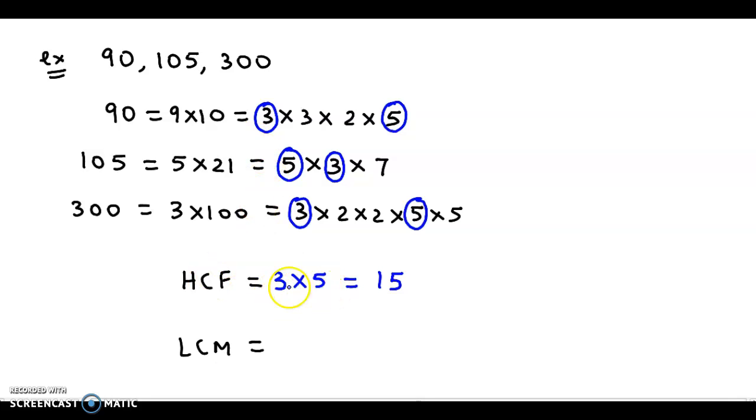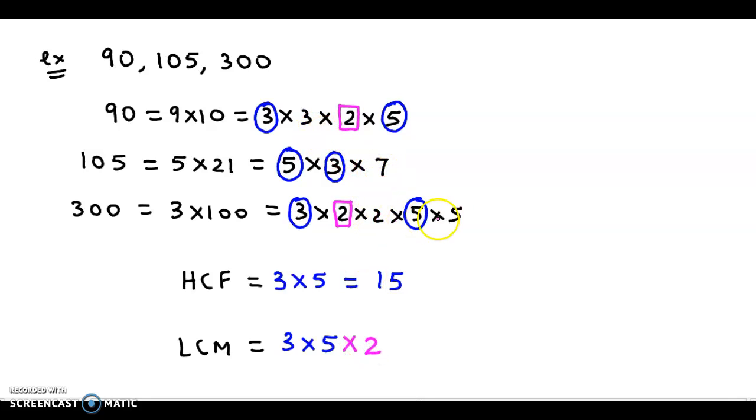Now for LCM, the rule is common in all three, common in two, and then the uncommon. Now common in all three we've already found, that's 3 and 5. Now we check for common in two of them. Let's see any number which is common in two of them. 3, no, we don't have a 3 anywhere else. Yes, we have a 2 over here, right? And we have a 2 over here, right? So this is common in two, the first and the last number. So here we write into 2.